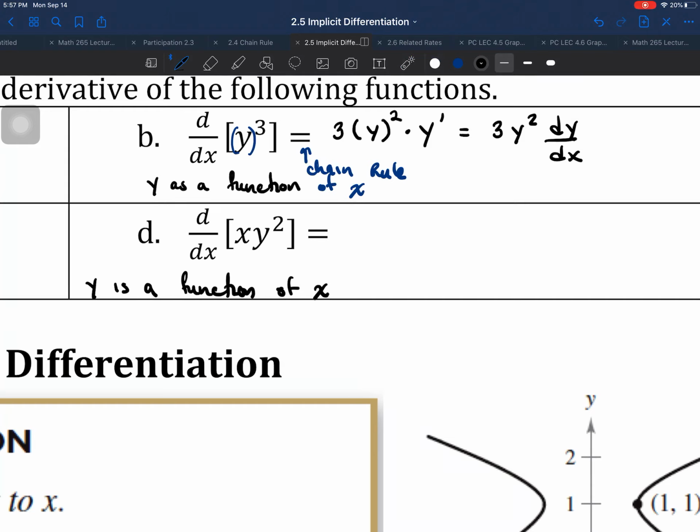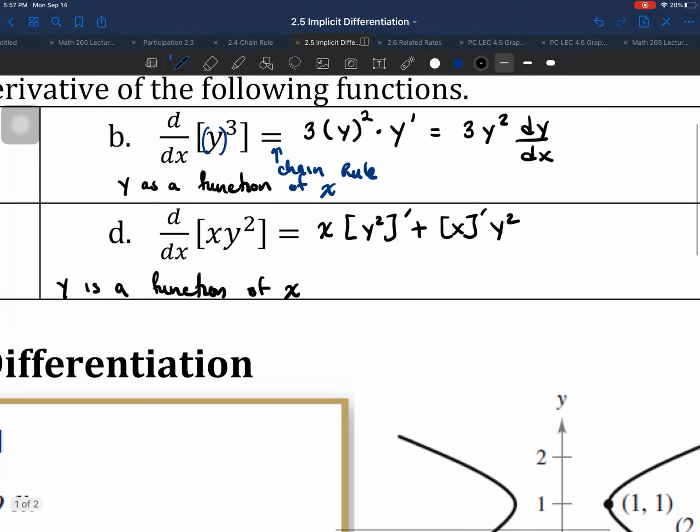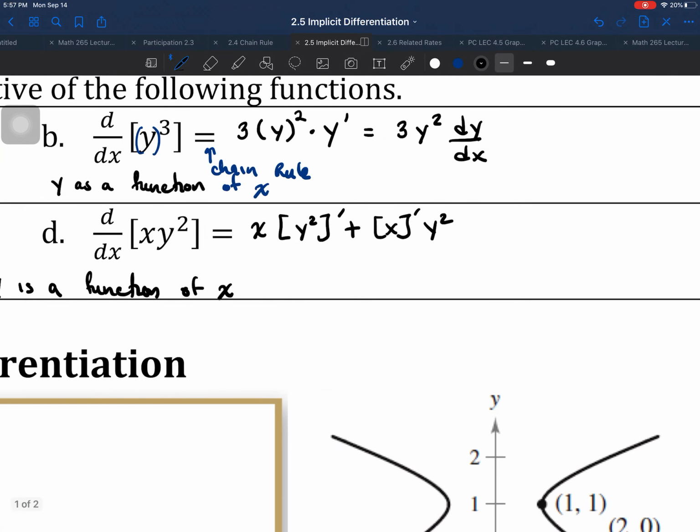So I'm going to start by doing x times the derivative of the second one plus the derivative of the first one times the second one, right? Do we agree that that's product rule? Let's see what happens. So for the first part, x is just x. The derivative of y squared, we have to use general power rule, in other words, chain rule, right?